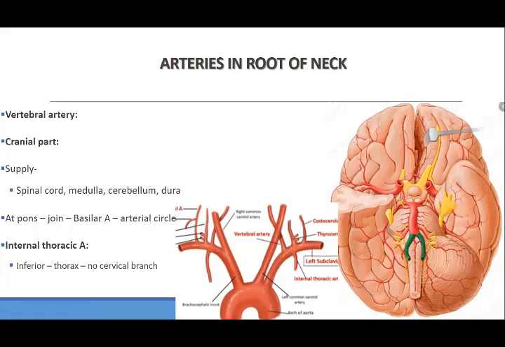Now the two vertebral arteries join each other at the junction between the medulla and the pons. So at the pons and medulla junction, the two vertebral arteries join each other and make up the basilar artery. Basilar artery runs on the surface of the pons. Okay, and this basilar artery then takes part in the formation of this arterial circle that supplies the brain.